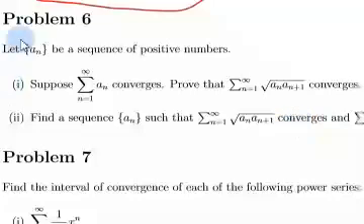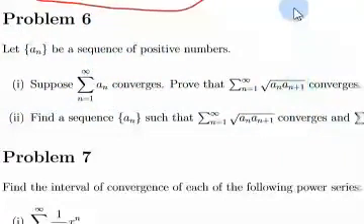Now we go to the sixth problem of practice class 10b. Let a_n be a sequence of positive numbers. Suppose this series is convergent. Prove that the series of the square root of two consecutive terms of that sequence is also convergent.